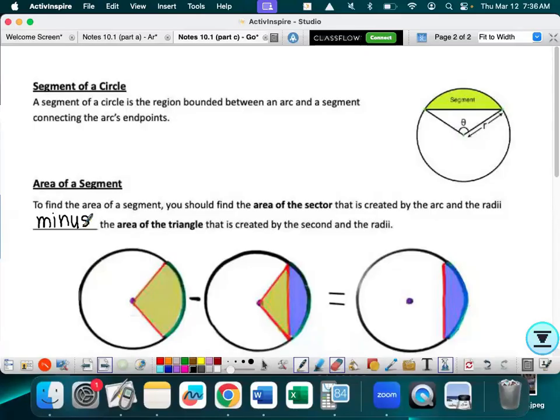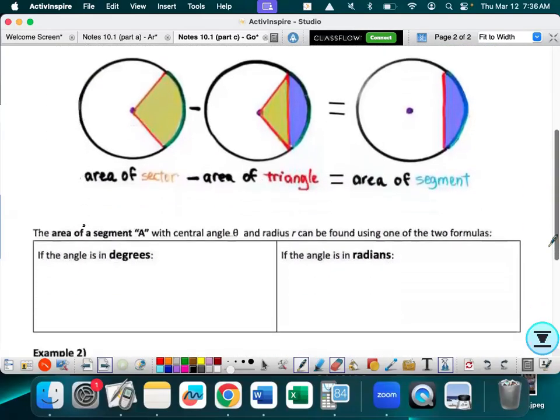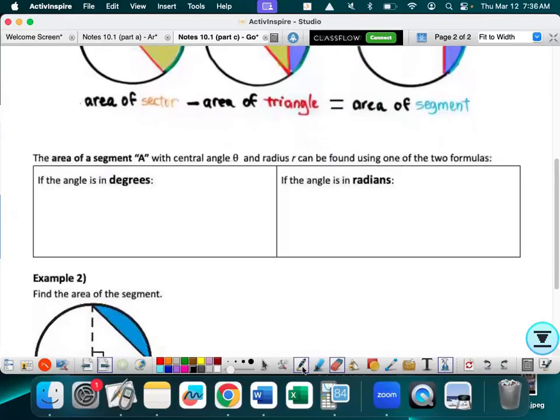Okay, so let's go ahead and write down the 2 formulas, whether we're in degrees or radians. If we are in degrees, area of a sector would be theta over 360 times pi radius squared, minus the area of our triangle, the area formula of a triangle. What is it? 1/2 base times height. That's it. That'll get the area of our segment.